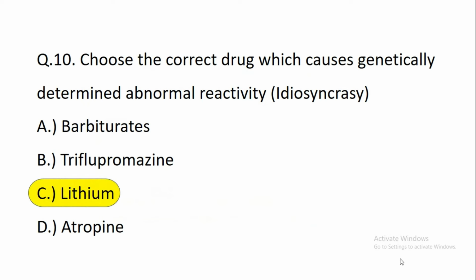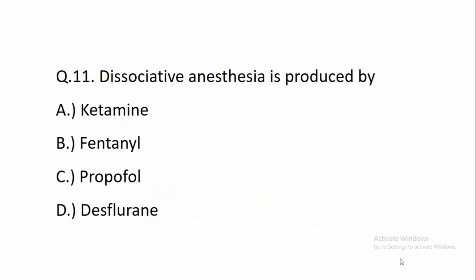Lithium. Question number 11. Dissociative anesthesia is produced by A, ketamine; B, fentanyl; C, propofol; D, thiopentone. The answer is ketamine. The 12th question.